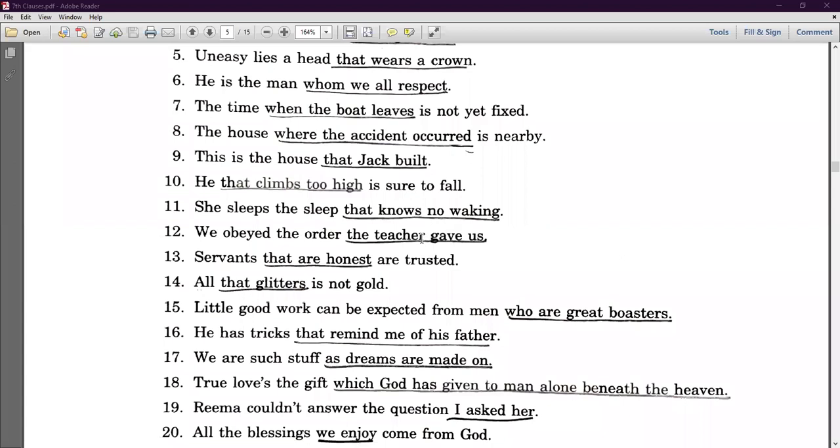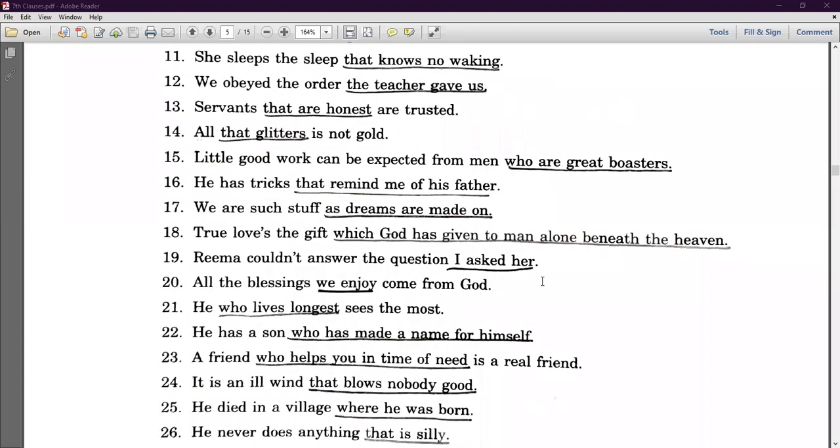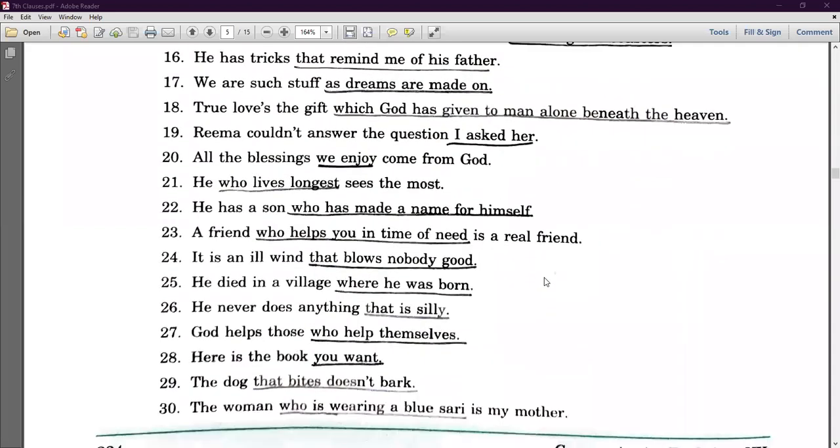Little good work can be expected from men who are great boasters. He has tricks that remind me of his father. We are such stuff as dreams are made of. True love's the gift which God has given to man alone beneath the heaven. Rima couldn't answer the question I asked her.